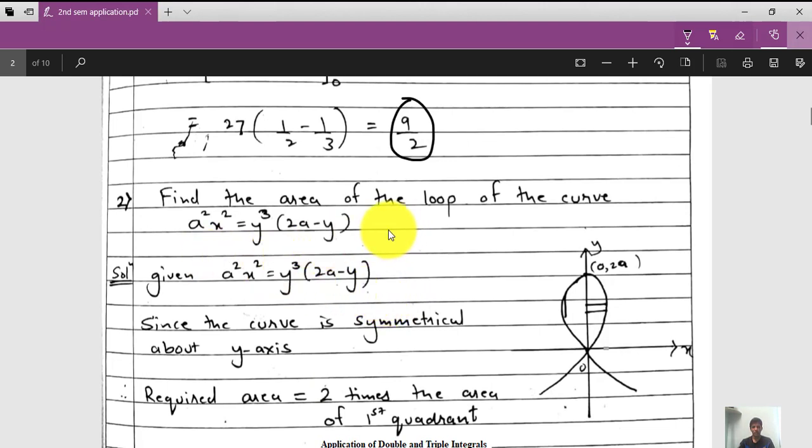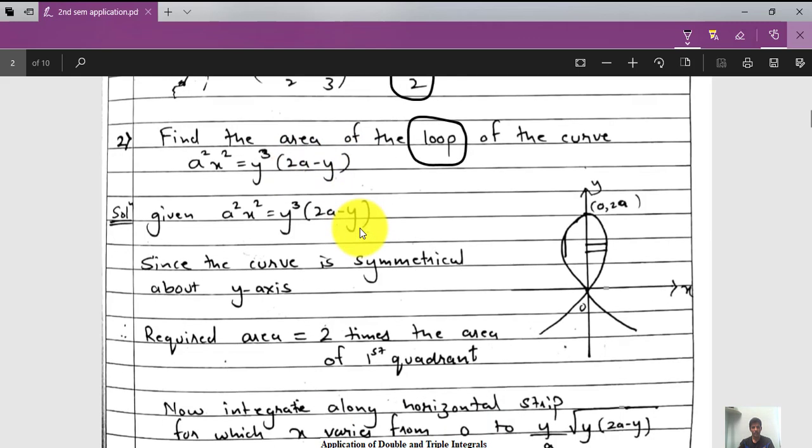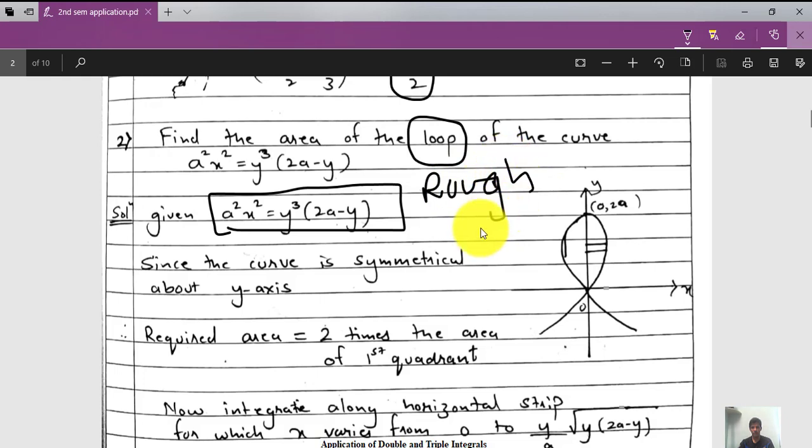Find the area of the loop of the curve a square x square is equal to y cube into 2a minus y, right? So when you plot the graph of the given curve, the first thing is you should always have an idea of having a rough sketch.